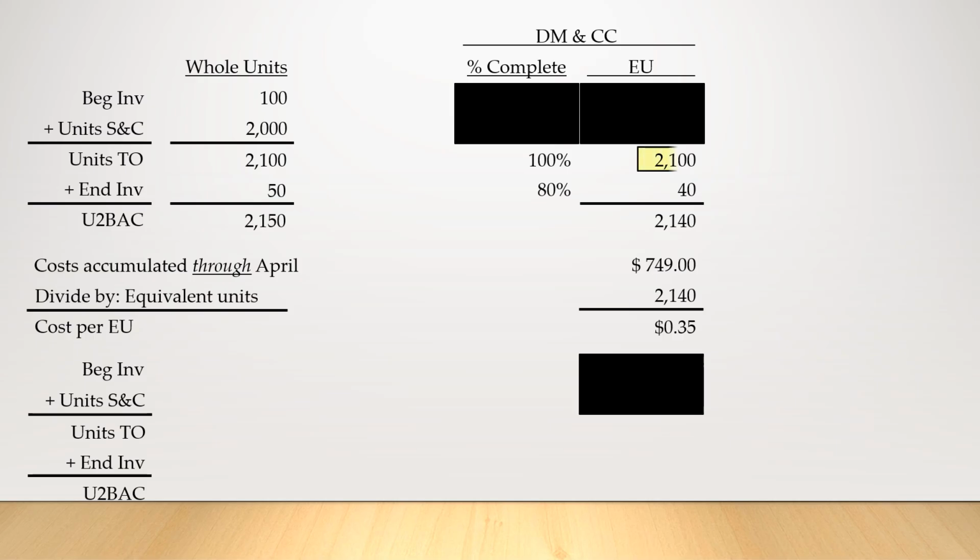Multiply your units transferred out by the cost per EU to get its dollar value, $735. Do the same thing for ending inventory to get its dollar value of $14. Total cost assigned equals $749. Remember, this number should match your total cost accumulated.